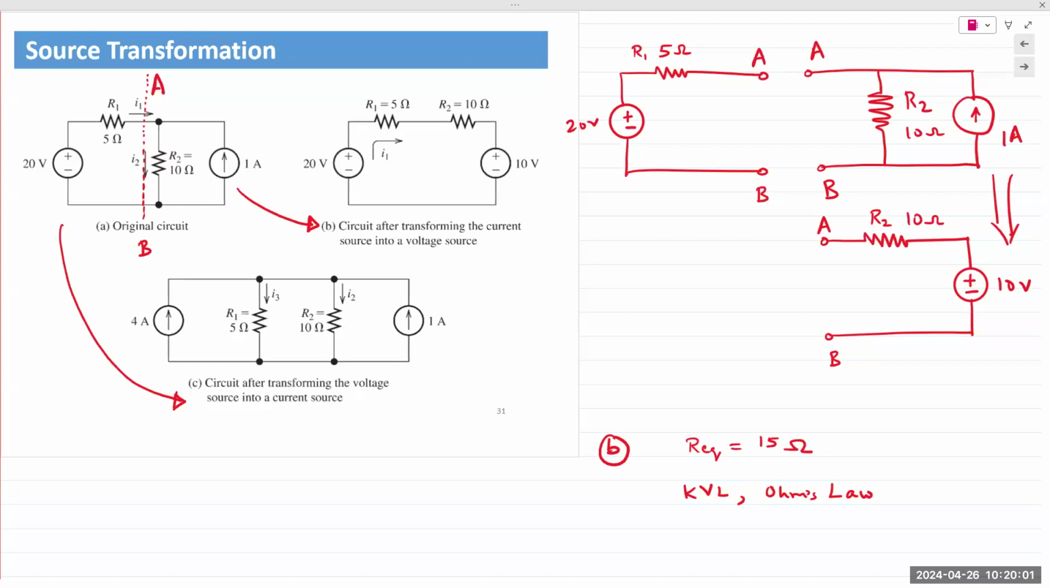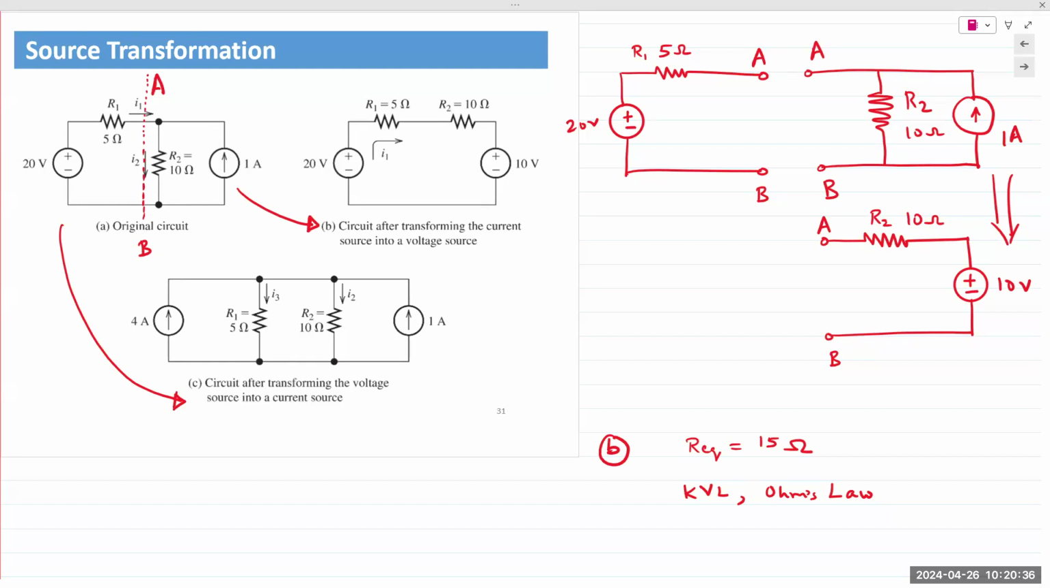Right? You apply KVL, 20 minus 10 gives you 10 volts across the 15 ohm resistor. Apply Ohm's law, you can find the total current I that is flowing through the circuit. Once you have the total current I, you can find the individual voltages across each one of those resistors. So instead of writing out multiple equations for node voltage analysis or mesh current analysis, it's simply a 2 or 3 step answer. Make sense?